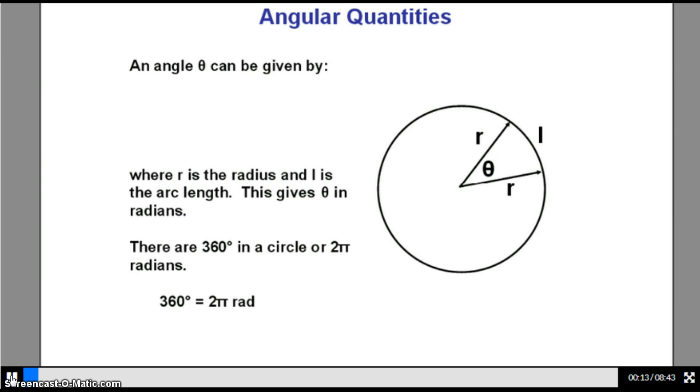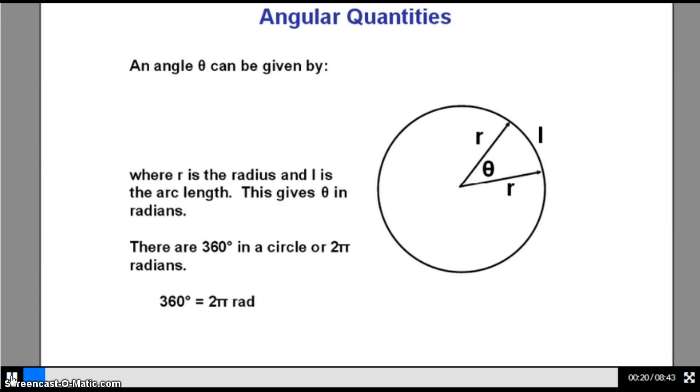Alright, here's an introduction to rotational kinematics. What we need to do first here is talk about some different angular quantities.